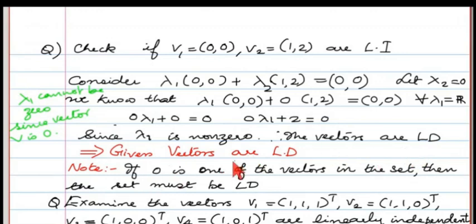The given vectors are linearly dependent. If 0 is the only vector in the set, then the set must be linearly dependent. So lambda 1 cannot be 0 since vector v1 is 0. This is 0, so we cannot have lambda 1 as 0. We took lambda 2 as 0.